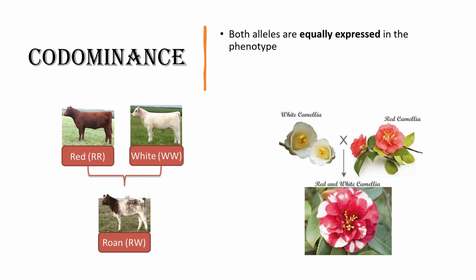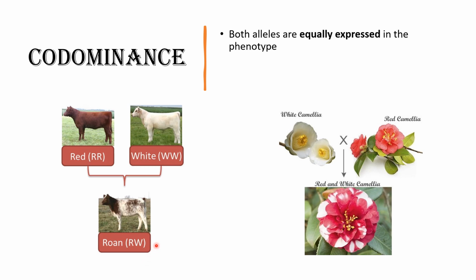Okay, lastly, we will talk about codominance. With codominance, you have your genotype, right? You have two alleles in that genotype. When you have those two alleles in that genotype, those two alleles will be equally expressed in the phenotype. So if you have an allele for red in the genotype and you also have an allele for white in the genotype, then you are going to be red and white.